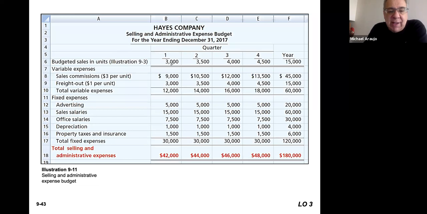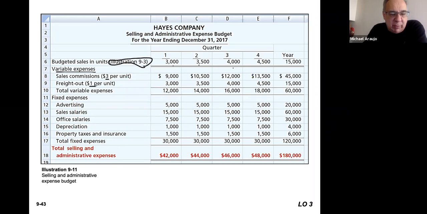So the budgeted sales, 3,000, remember they were going up 500 every quarter. So this came from the actual sales budget back in Learning Objective 2, illustration 9.3, which showed the amount of sales in units for each quarter and then the year. Well, your variable expenses are $3 a unit for sales commission. So if you're expecting to sell 3,000 units, your commission is going to be 3,000 times 3 or 9,000.